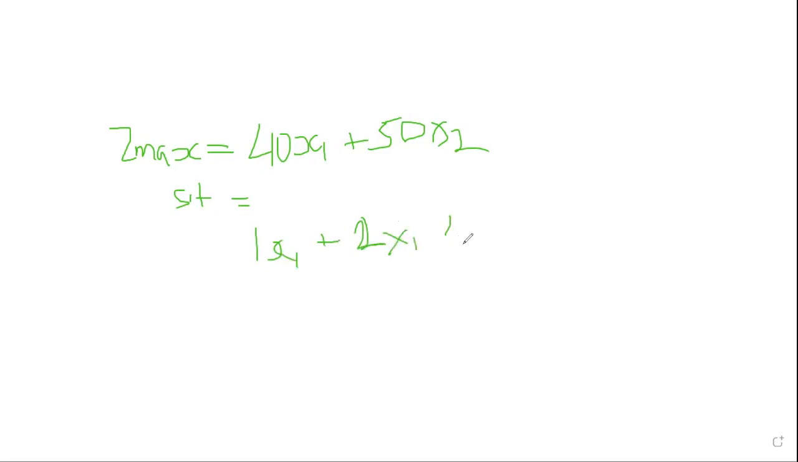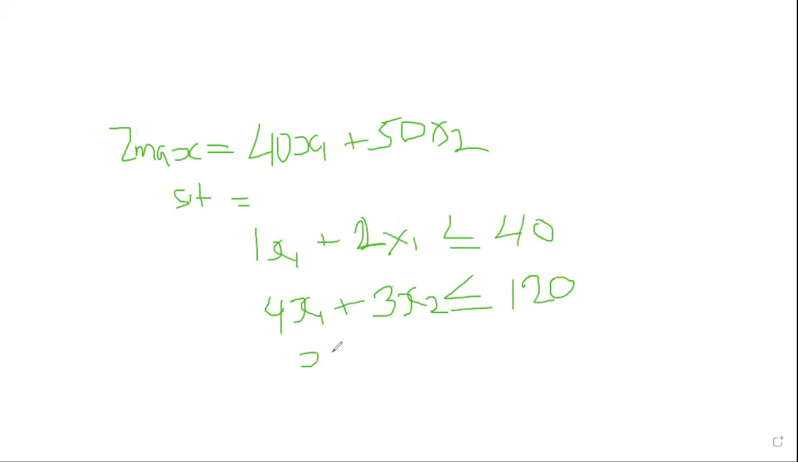less than or equal to 40, and then 4x1 plus 3x2 less than or equal to 120 gallons. All right, then we bring our non-negativity constraints: x1, x2 greater than or equal to 0.